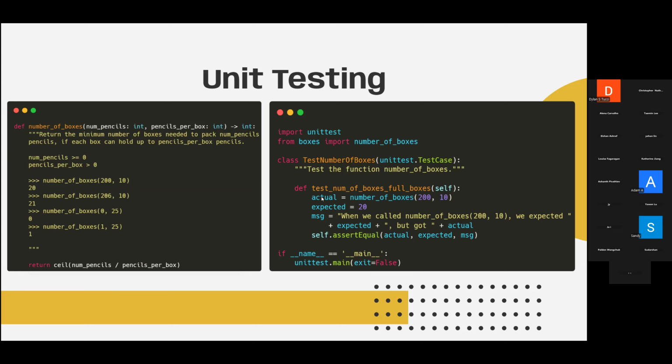And then we will write a message that will basically just say, when we call this function, we expected the expected, which will be 20, but then we actually got the actual value that the function returned. And this will only be printed if actual and expected are not equal to each other. So here in assert equal, we will pass in actual and expected, and the message. And as I said earlier, the message will be printed if these two are not equal.